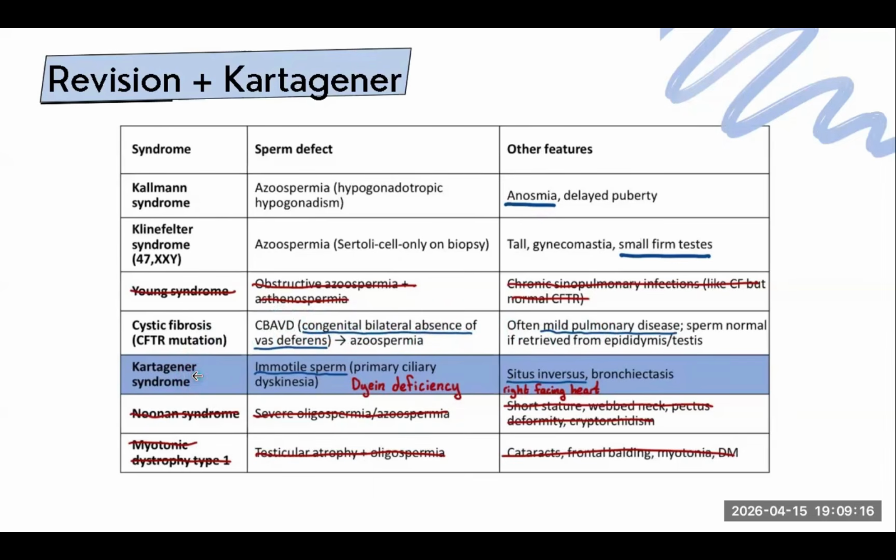And then we have Kartagener syndrome. And Kartagener syndrome is very unique. It basically results in immotile sperm due to a dynein protein deficiency. I'll mention it one more time. In Kartagener syndrome, you have immotile sperm due to dynein protein deficiency. And other features is you would have a right-facing heart, also known as situs inversus. And you would also have bronchiectasis. Again, it's a pulmonary issue. Mainly focus on this situs inversus. A normal heart would be facing the left, and situs inversus would be a right-facing heart.